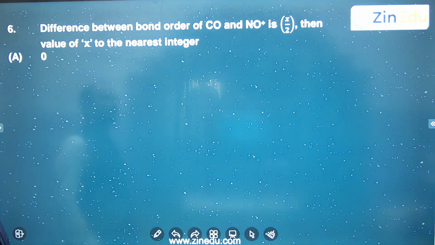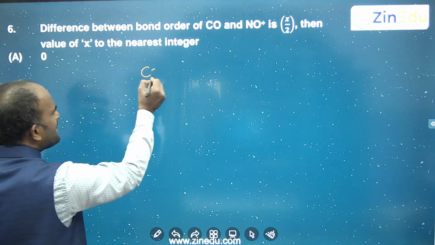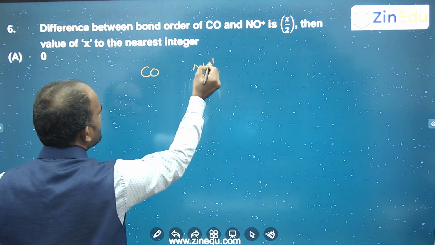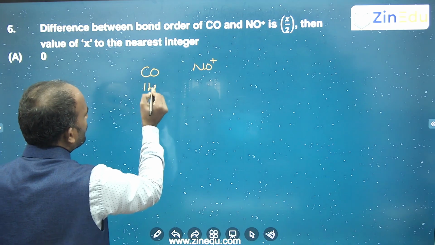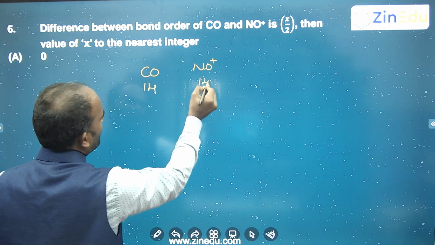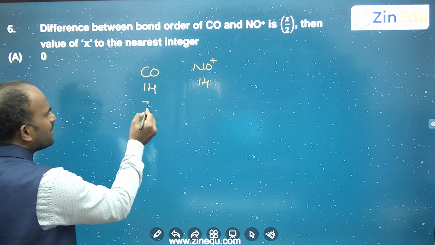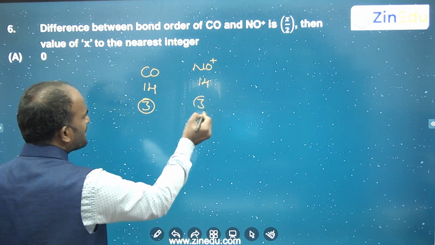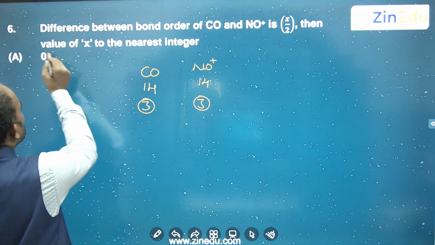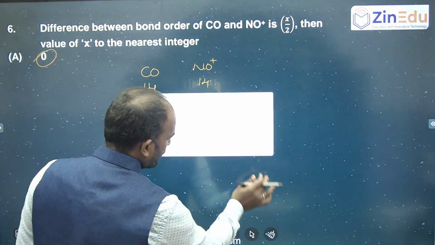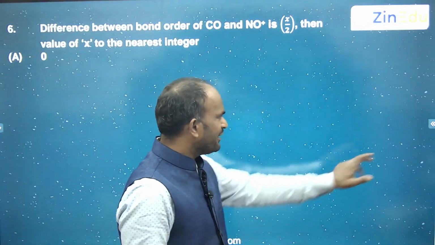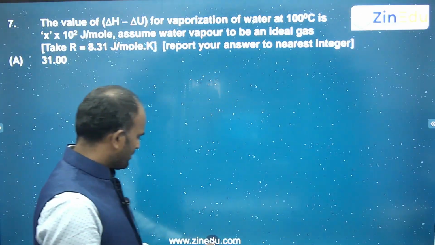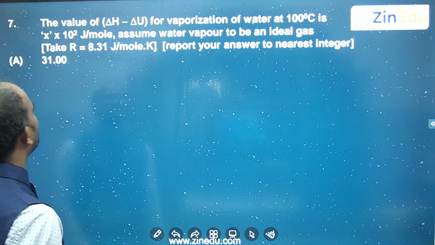Difference between the bond orders of carbon monoxide CO and NO plus. Let us look at the electrons: the number of electrons is 14, and here also the number of electrons is 14. Here the bond order is 3 and here also the bond order is 3, therefore the difference is 0. So this is quite evident, as simple as that, it's a free hit type.